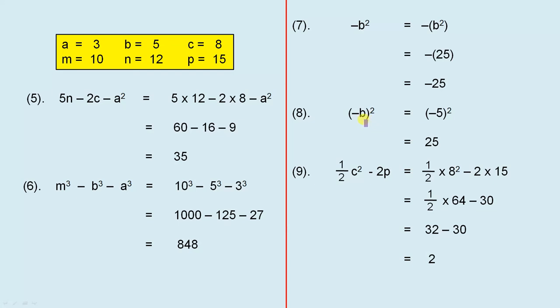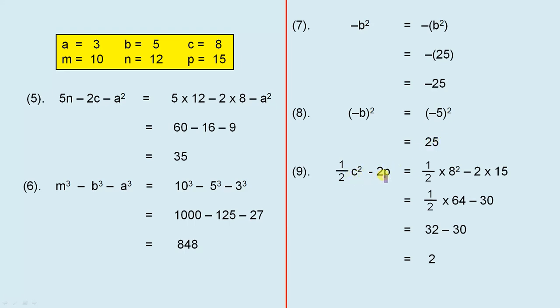Now this is different again. This is minus b all squared, so everything is squared. In other words, if b is 5, that's minus 5 all squared. Minus 5 all squared, and we know that minus 5 by minus 5 is plus 25.